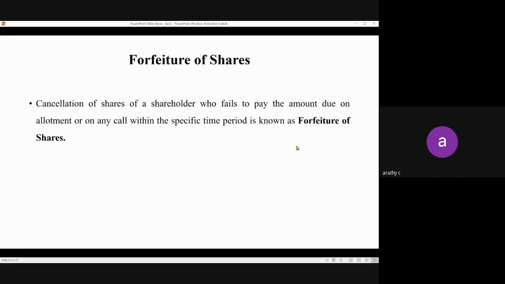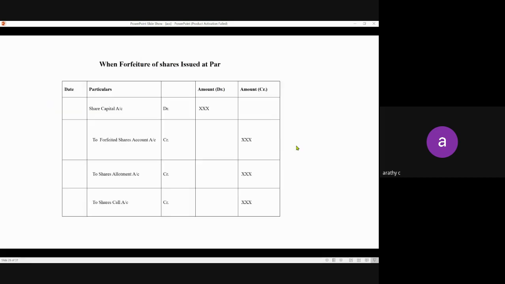Next is forfeiture of shares. What is forfeiture of shares? It is the cancellation of shares of a shareholder who fails to pay the amount due on allotment or any call within the specified time period. That is the cancellation of shares of a shareholder who fails to pay the amount within the specified time period, and this is called forfeiture of shares.